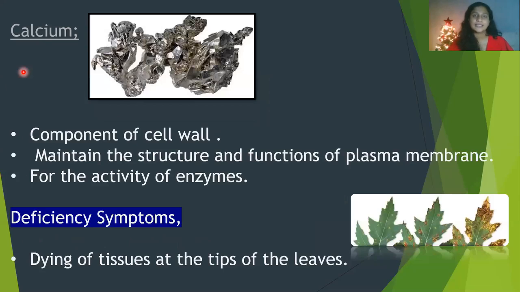And next one is calcium. So this is a component of cell wall and maintains the structure and functions of plasma membrane and helps for the activity of enzymes, right? Deficiency symptoms are dying of tissues at the tips of the leaves. So y'all can see the difference between these three leaves. These tips have turned into brown in color because of the dying of tissues.